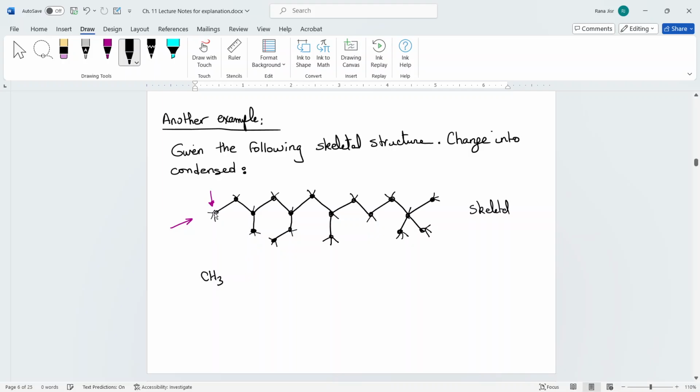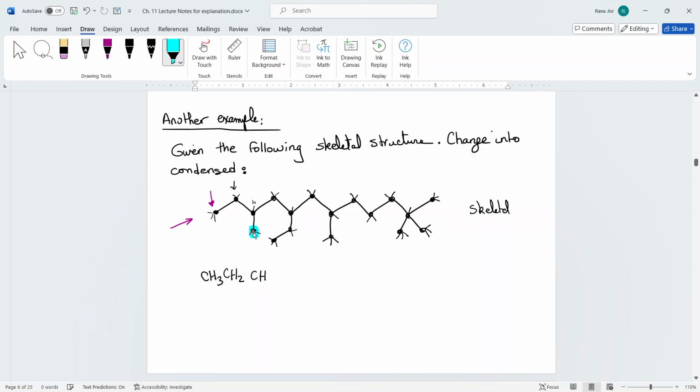So let's go ahead and draw the condensed formula. This is going to be a CH3. Next to the CH3, I do have a CH2, so that is going to be a CH2. Next to the CH2, I have a CH. This is a hydrogen in there, so that is a CH. Now this is called a branch. See how I have a CH3 coming off that CH? This one is called a branch.